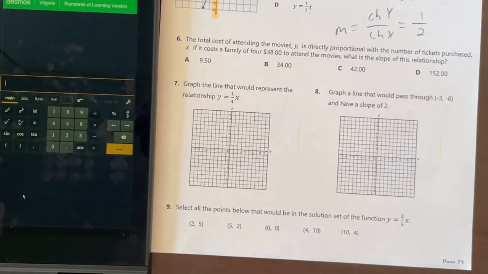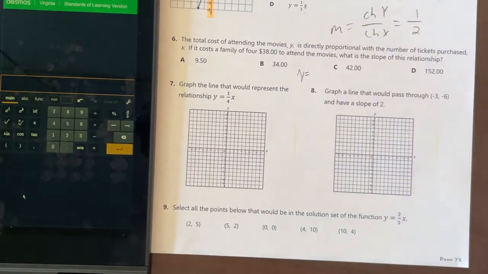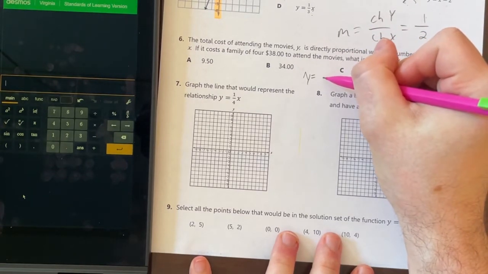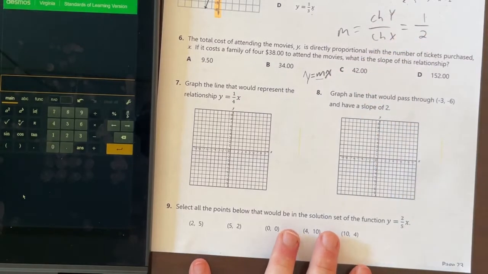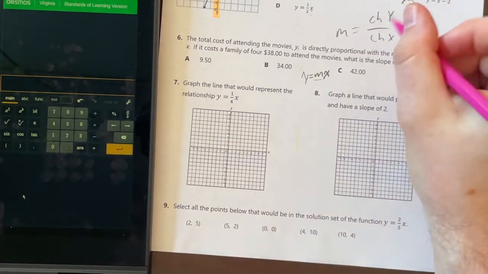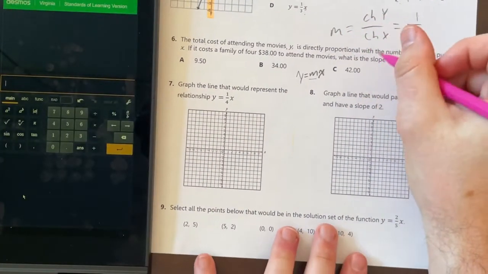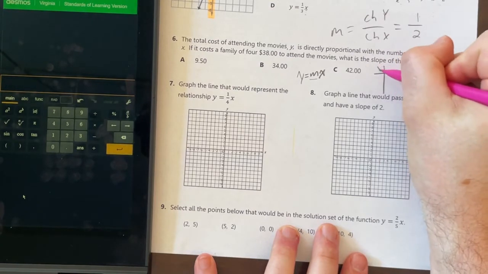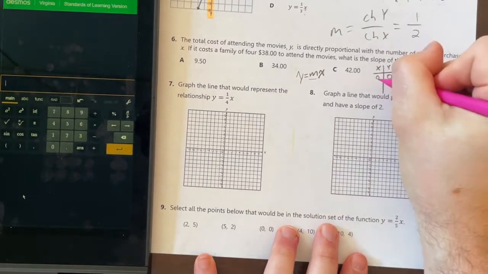All right, let me make sure it won't get too scattered out. Okay, so we have the total cost, so we're going to have y equals m times x. Again, we're looking for m. Now, obviously when x equals 0, y equals 0. Let's actually make a table. If you don't go to the movies, they're not going to cost anything.